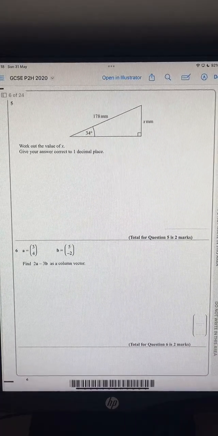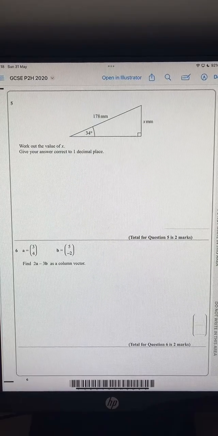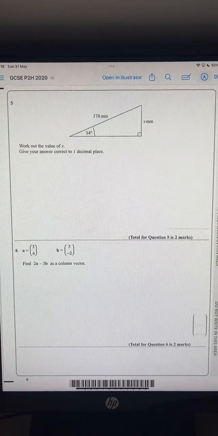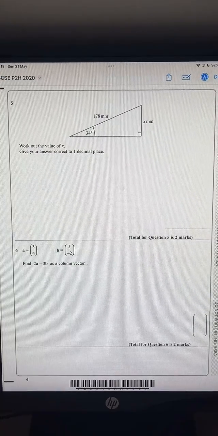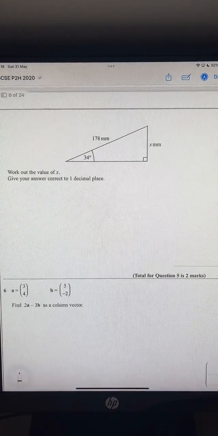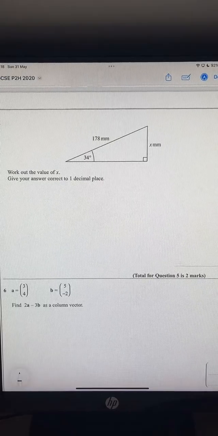Just know the general shapes. And you can come up with different ways to remember them and it'll all be fine. Okay, question 5. In my opinion, this is quite a nice little 2-marker question. There's nothing application based here, it's the standard.